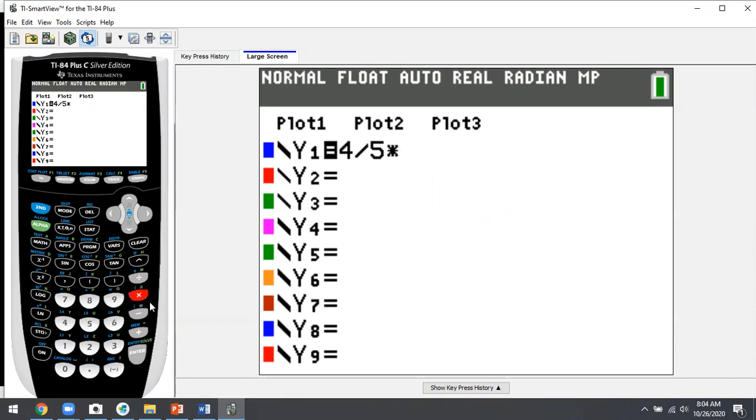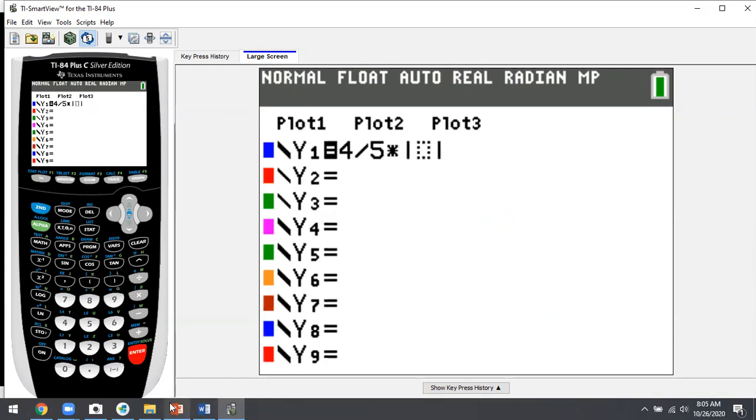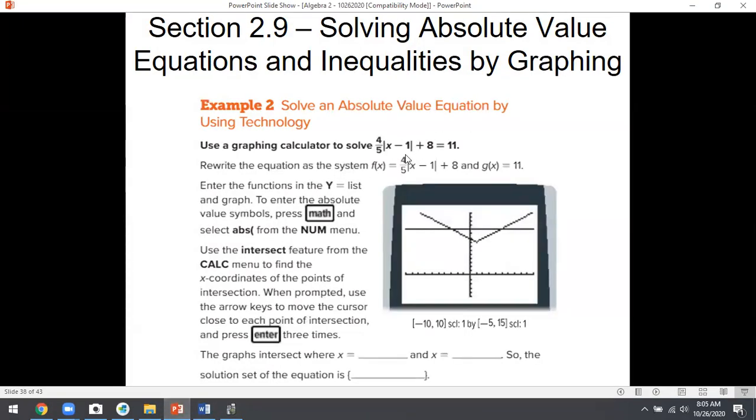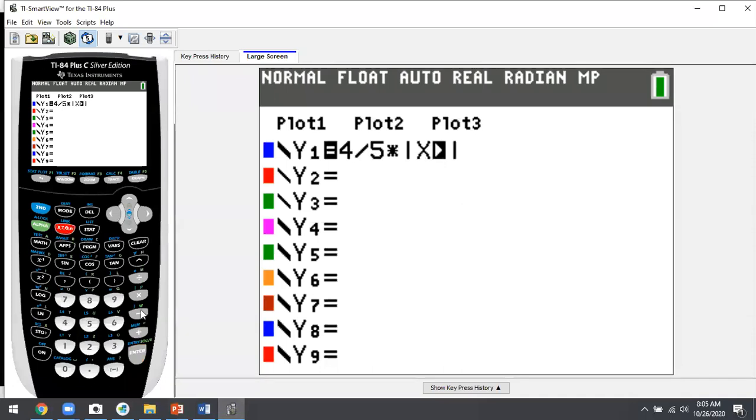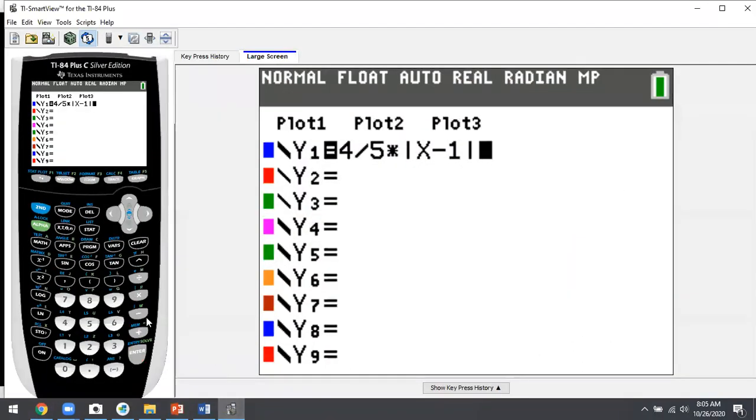Yeah, that's a fraction. 4/5 times the absolute value of, and if you go back to the problem, it was x minus 1 inside of the absolute value. So x minus 1 inside. Get out of there. Use that right arrow key. Get out of the absolute value. And you just said it was -3, right? After we subtracted the 11. So we'll hit -3. And we're good.